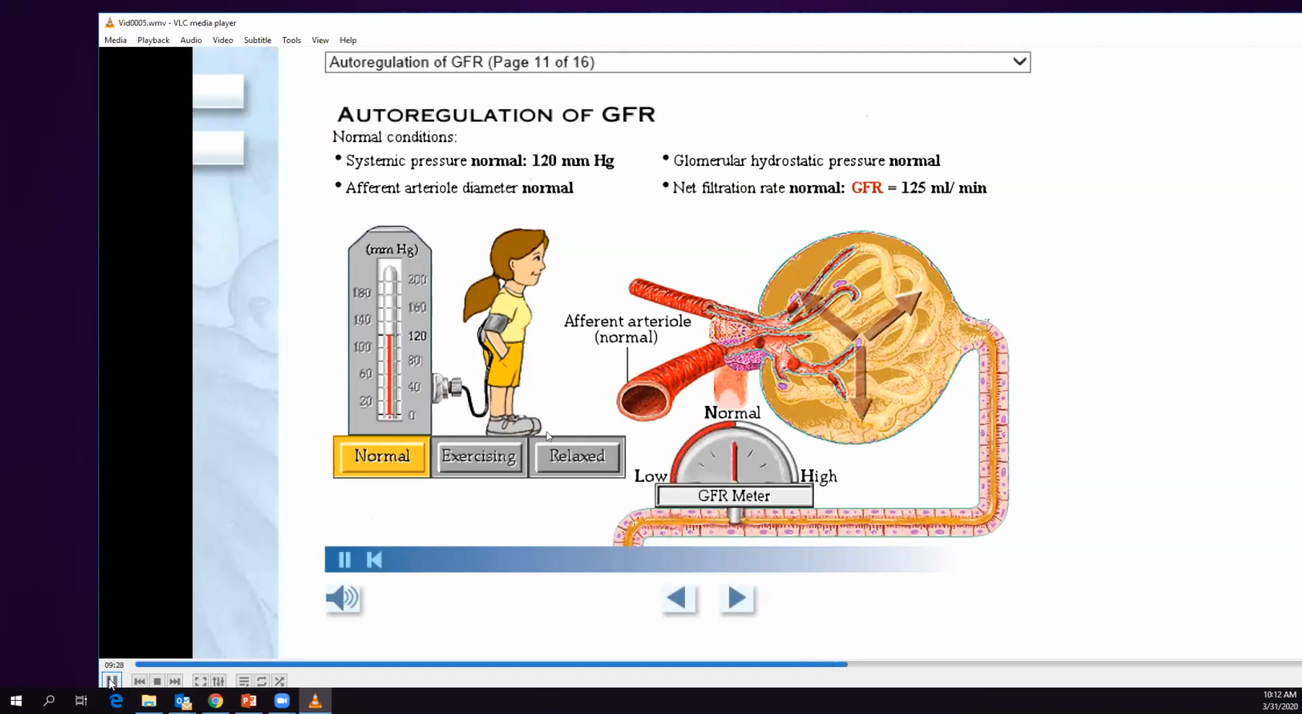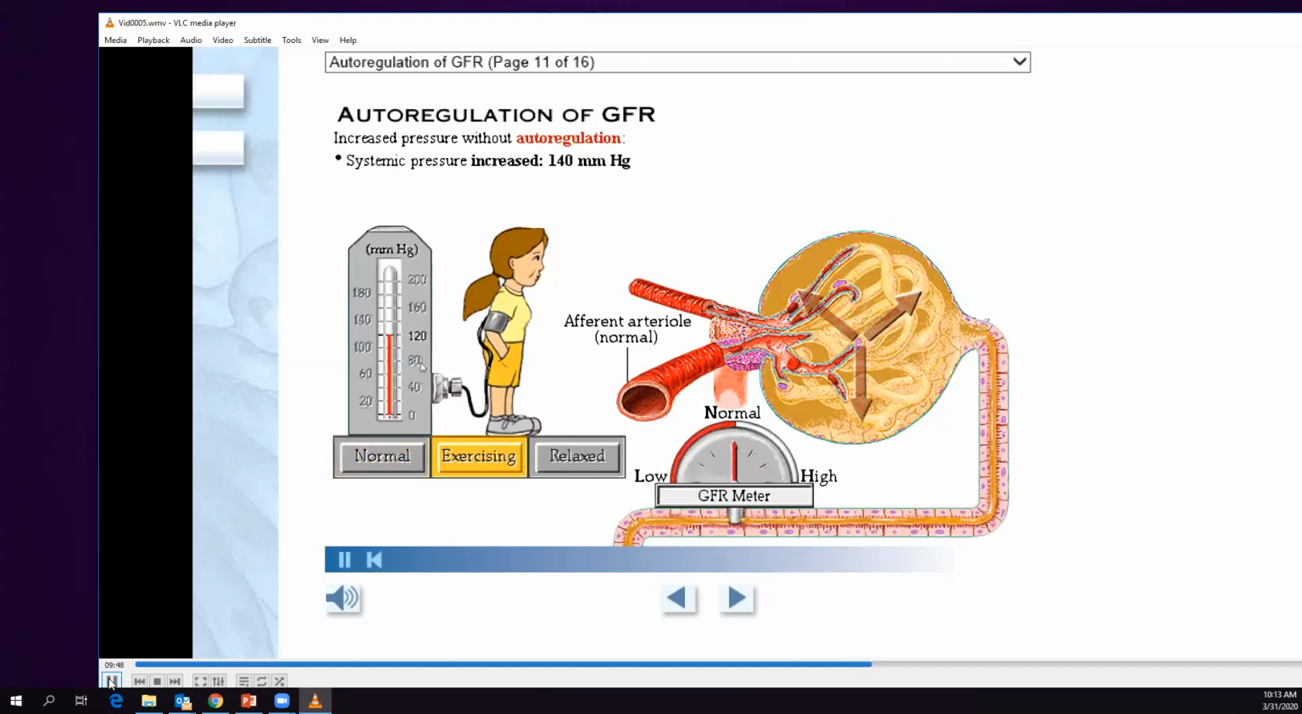When blood pressure fluctuates during normal daily activities, autoregulatory mechanisms of the kidney alter the diameter of the afferent arteriole in order to maintain a relatively constant glomerular filtration rate. Now click the exercising button to increase the cartoon character's activity level.